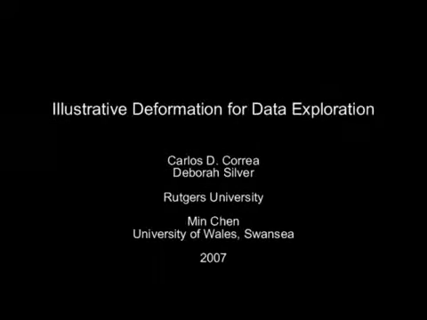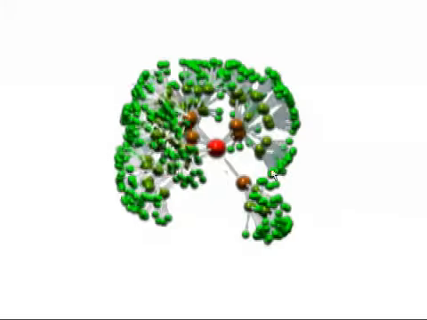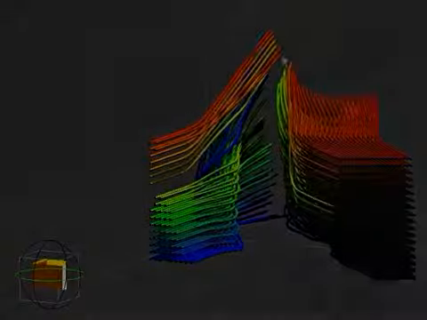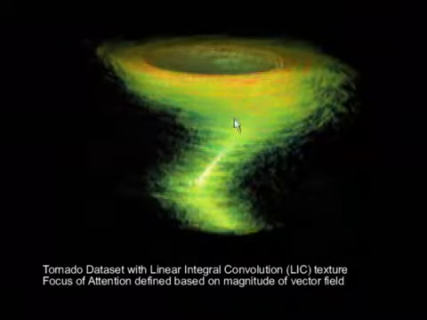We present a method for obtaining focus and context views in the presence of deformation. Our approach is a generalized method that applies to continuous data as well as to discrete. An important aspect of illustrative deformation is the preservation of focus of attention.